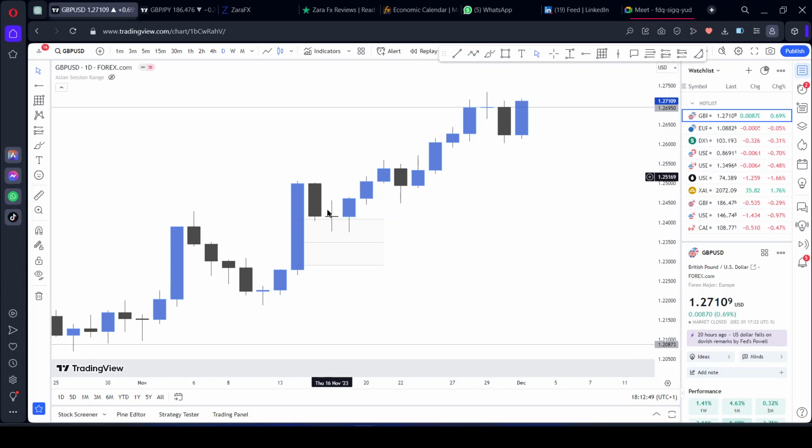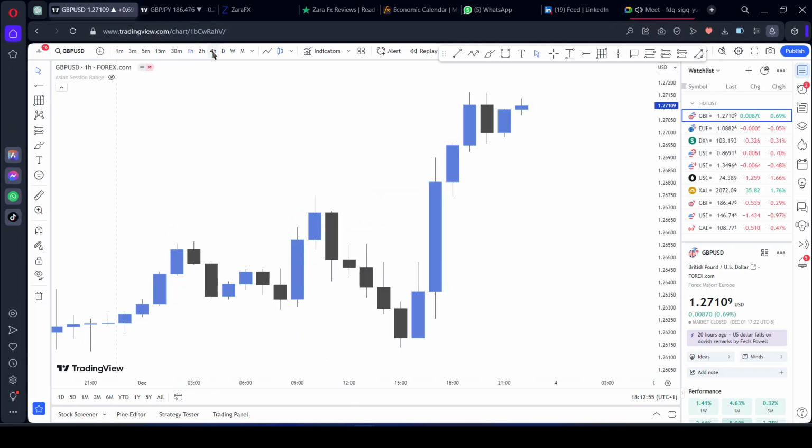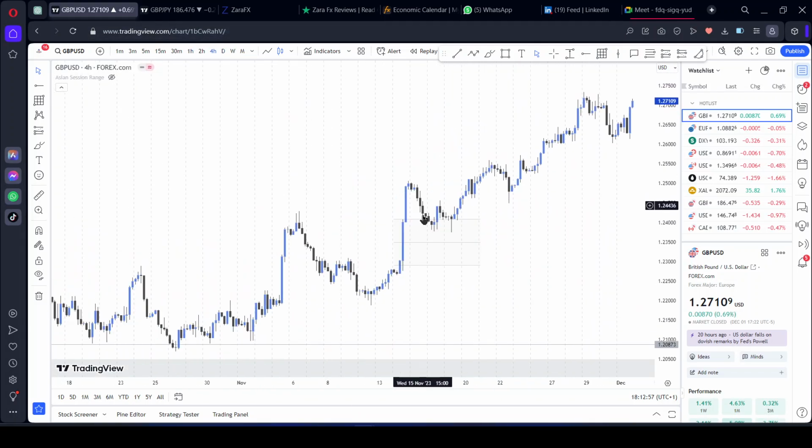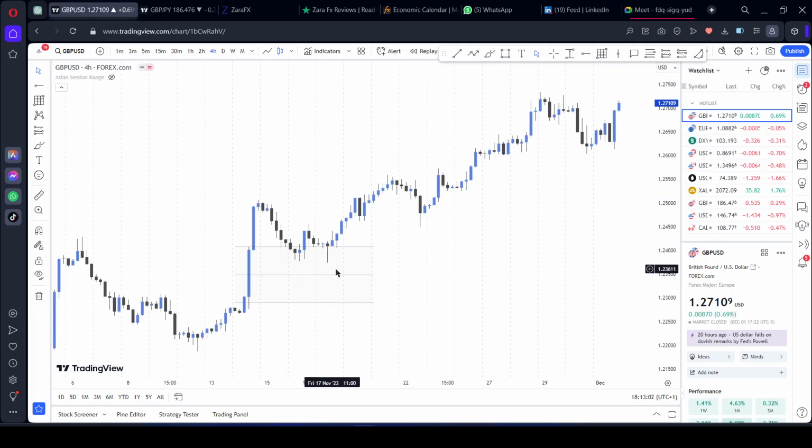So now that we've marked this daily structure, where are we going to next? For me, it's always the 1 hour, right? So I move to the 1 hour, but let us do 4 hours just to see if there's anything we are missing. There's nothing much. The only thing we have here is that price formed the W pattern.